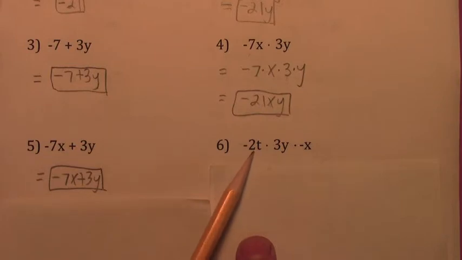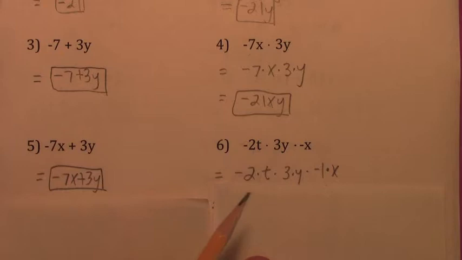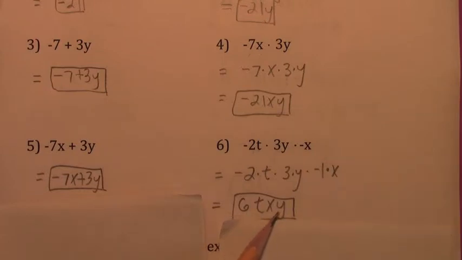Look at this, negative 2t times 3y times negative x. Even if you don't write this step, you really have to think of it this way. This means negative 2 times t times 3 times y times negative 1 times x. There's really 6 numbers here that are being multiplied. And it's okay to multiply the negative 2 times the 3 times the negative 1. Do you know what that is? Negative 2 times 3 times negative 1? Why, that's 6. And then the variables, since you don't know what they are, just leave it as t times x times y. That's your answer. And of course you can write those variables in any order.